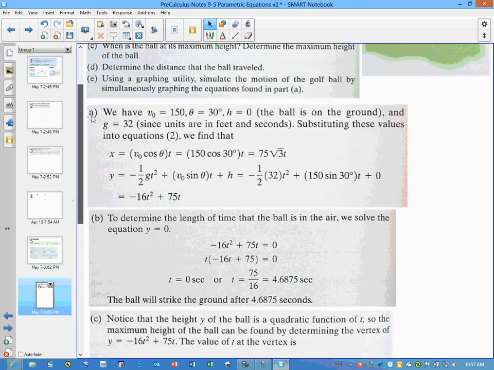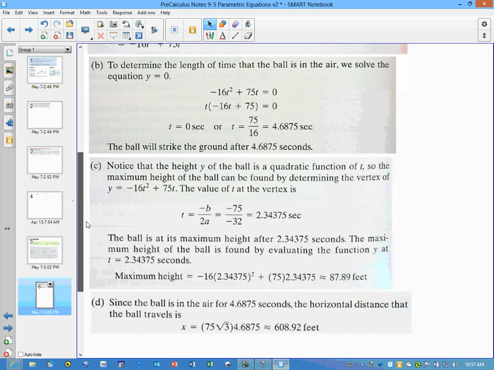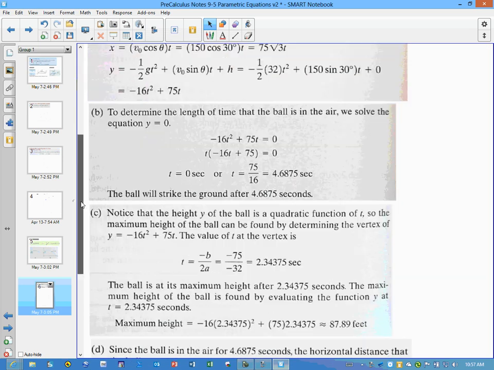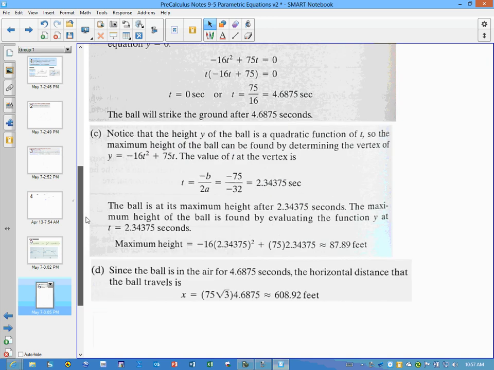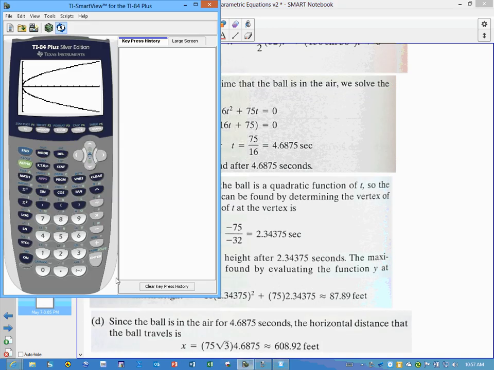And then finally, the last one is using the graphing utility to simulate the motion of the golf ball by simultaneously graphing the equations. So we're going to take the graphing calculator and double check all of these values. So let's look at the graphing calculator, going back here.